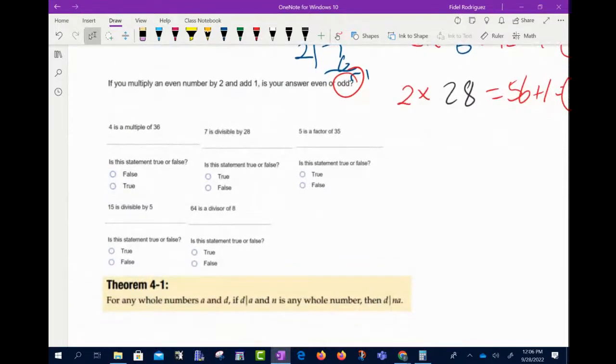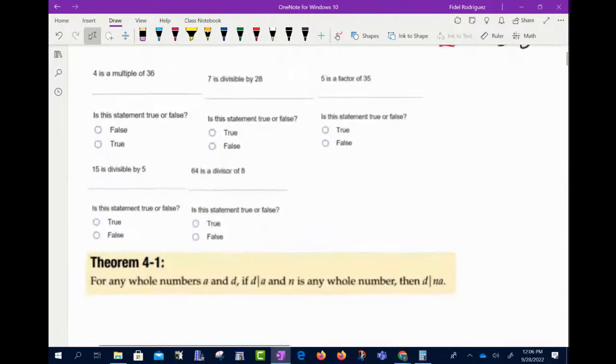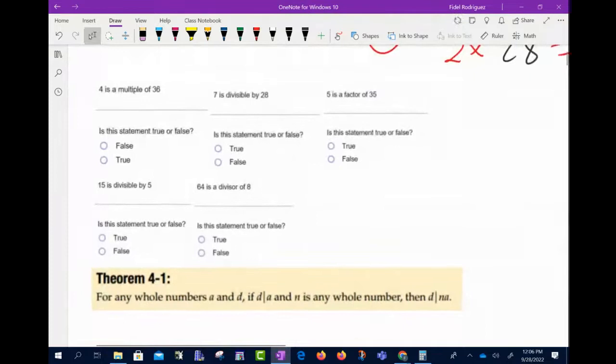Now, the next couple of questions, y'all, and there's like 5 questions here. I just want to kind of zoom in on this part. And it says 4 is a multiple of 36. Is this statement true or false?